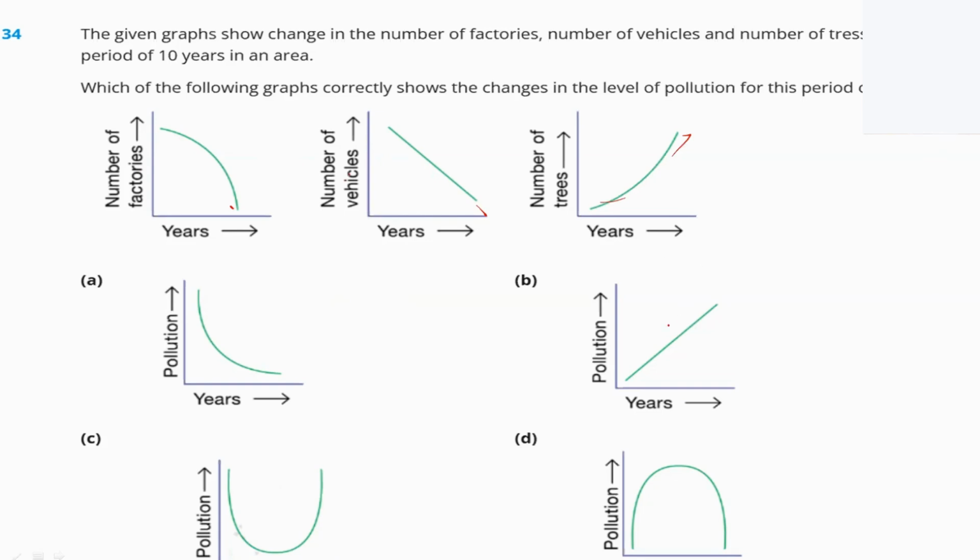So definitely it is going to be option number A, because the pollution will reduce with years, as the number of factories and the number of vehicles are all reducing. Air is becoming cleaner. So option number A is our right answer, because in this the pollution level is reducing along with the number of years.